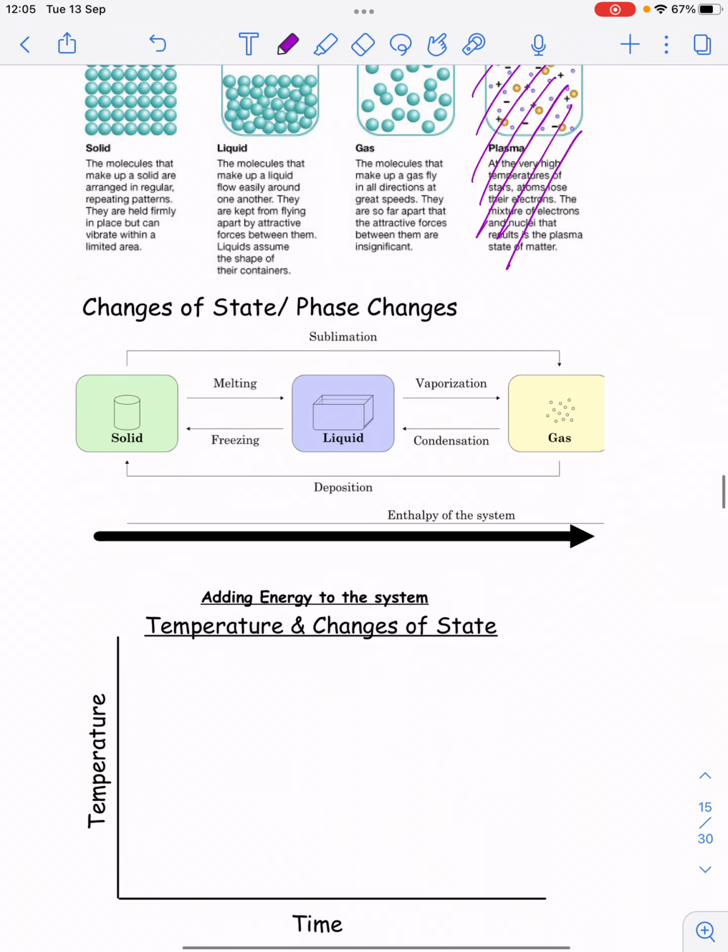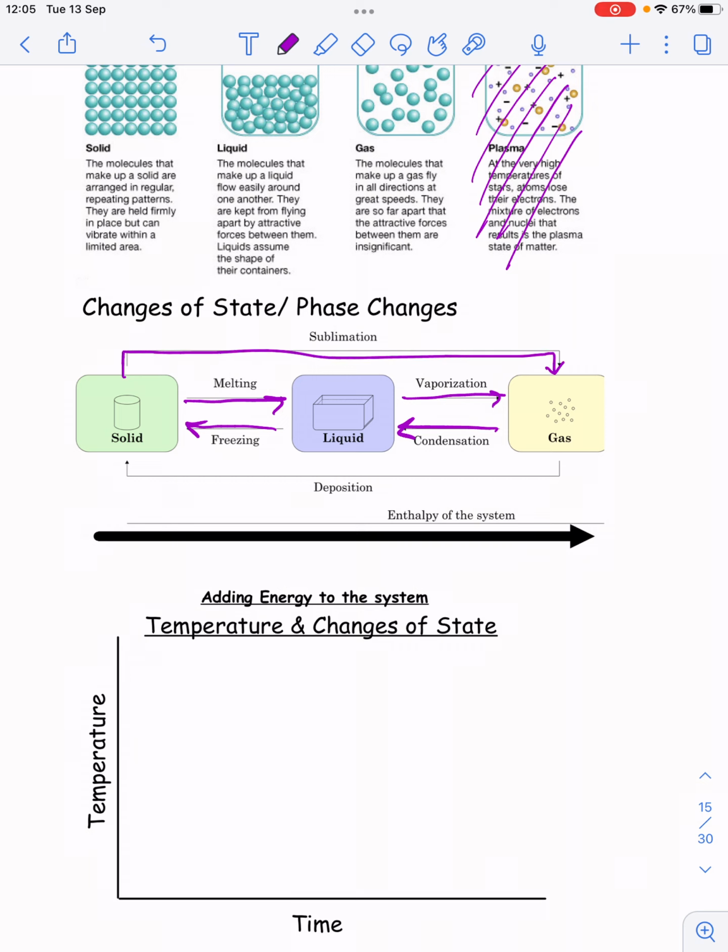Now, the phase changes are from solid to liquid is melting, from liquid to gas is vaporization. Both evaporation and boiling are different kinds of vaporization. We can reverse those changes as condensation and freezing. And then there's the two that are trickier to remember. In some cases, solids do go directly to gas, and that's called sublimation. And gases can go directly to solid, that's called deposition.